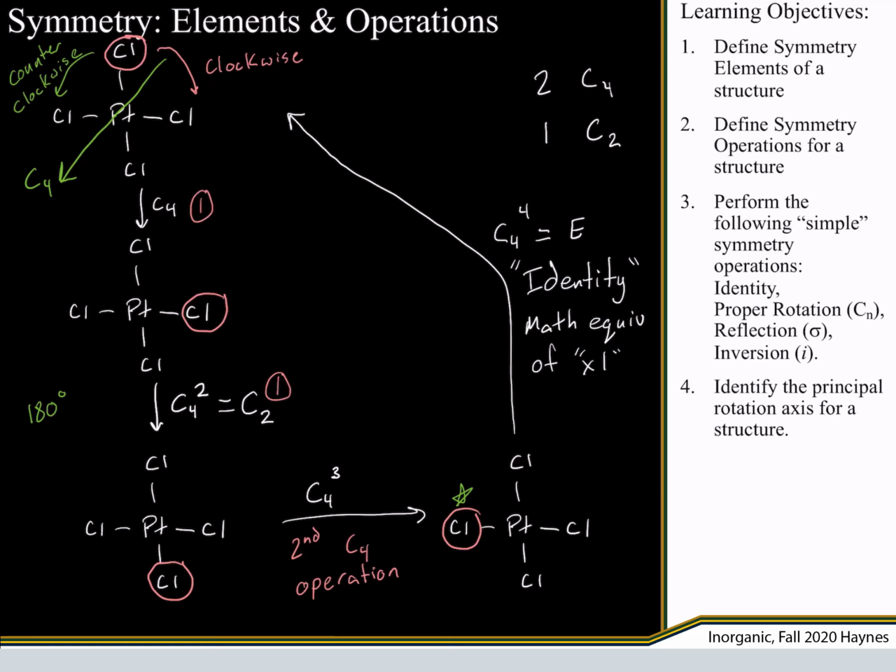Right? When we multiply something by 1, it retains its identity. And so this is another symmetry operation that is present in everything. So everything we ever look at will have an identity. So we have our C4 here. This is our highest value of N that we have for this molecule. And so for this platinum tetrachloride, C4 is what we call our principal rotation axis.